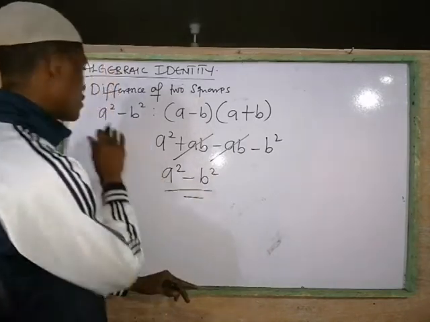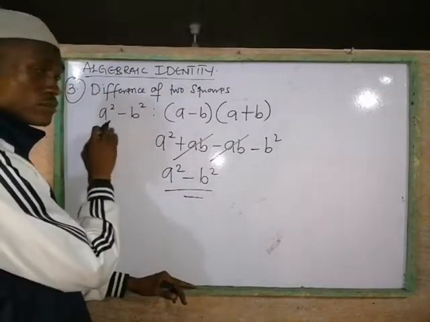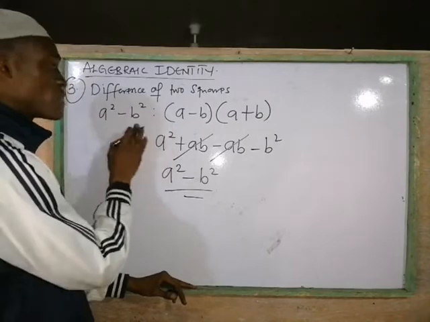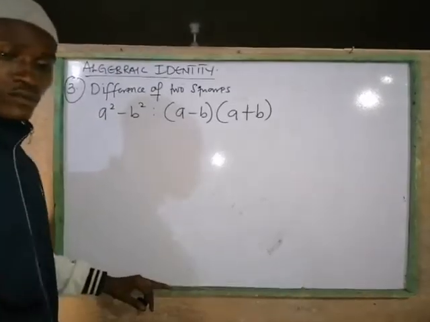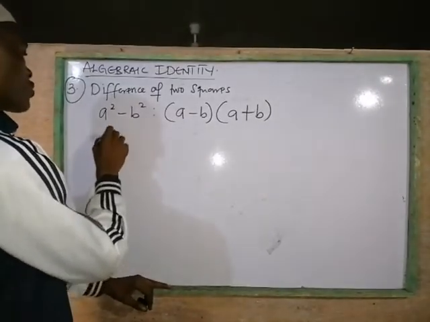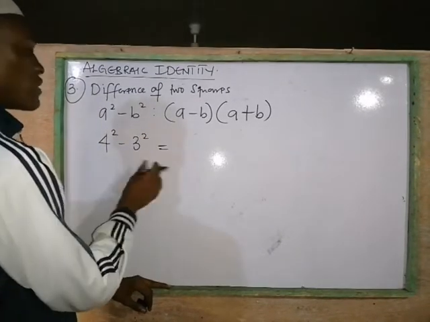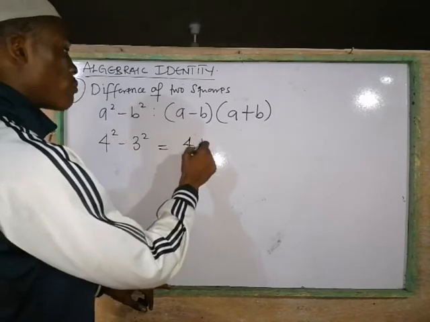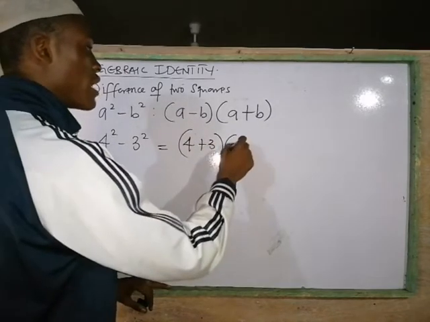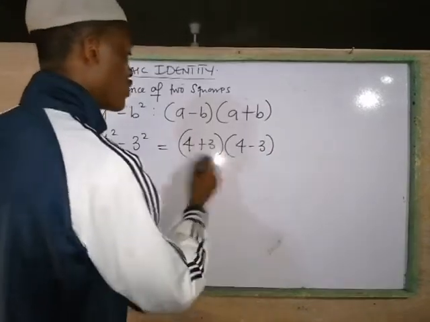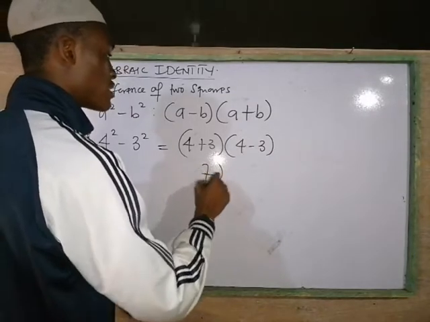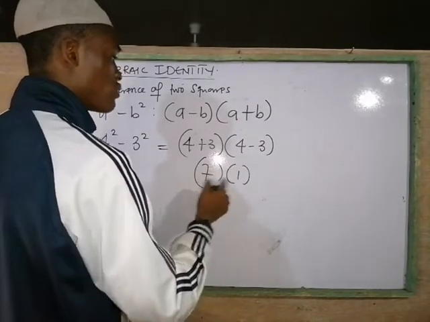You can see I have my roots back. Difference of two squares. So if I want to express 4 squared minus 3 squared, I can just use difference of two squares for this: (4 plus 3) multiplied by (4 minus 3). So 4 plus 3 is 7. 4 minus 3 is what? Is 1.